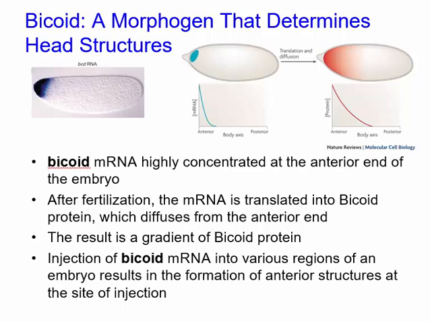We also know through experimentation, if you inject bicoid at different places in a developing embryo, that will result in the formation of anterior structures.